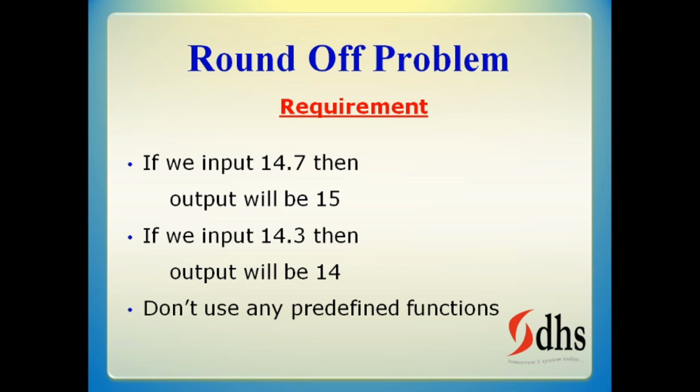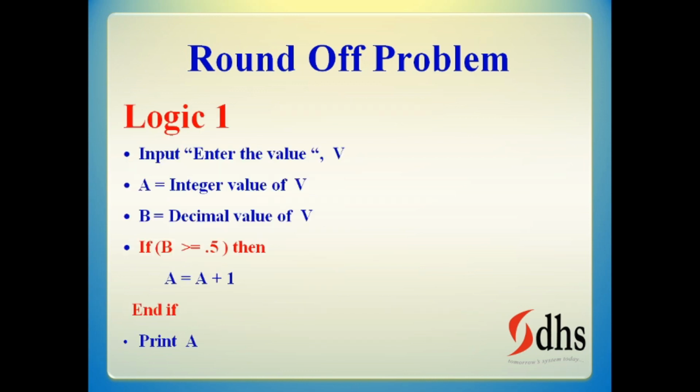You know the thing: 0.5 and above, we have to convert to the next integer. If it is below 0.5, we keep the same integer part only. We have to remove the decimal point. That is the problem. Okay, what is the logic for it?